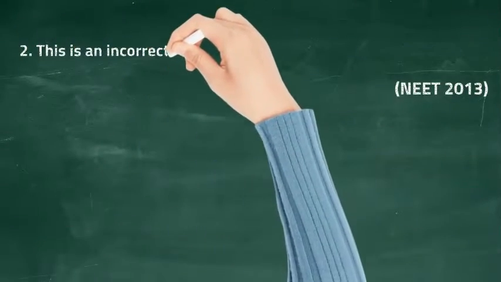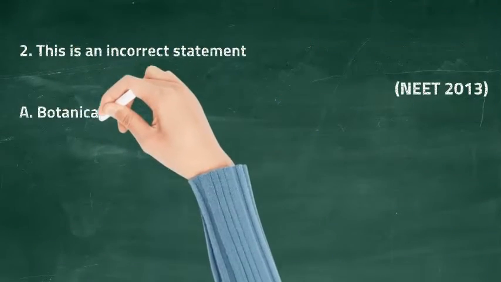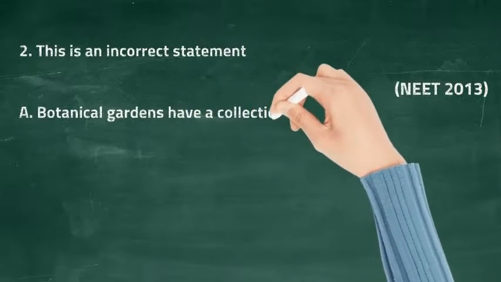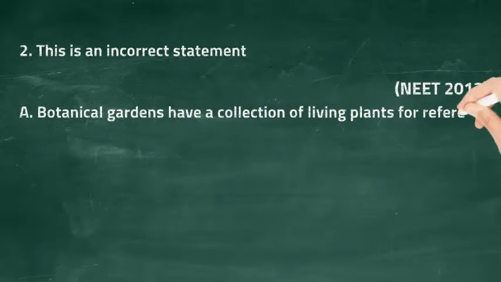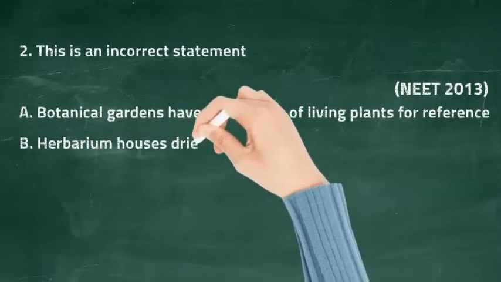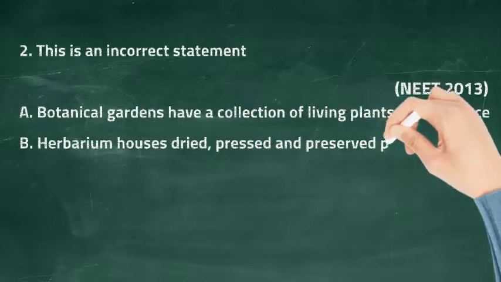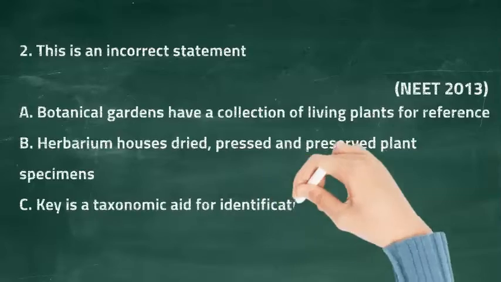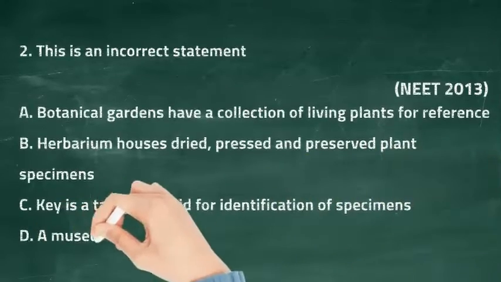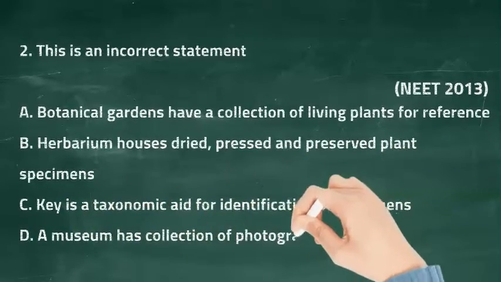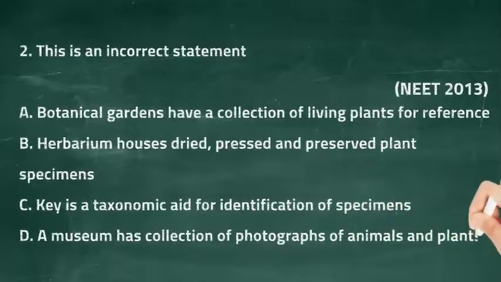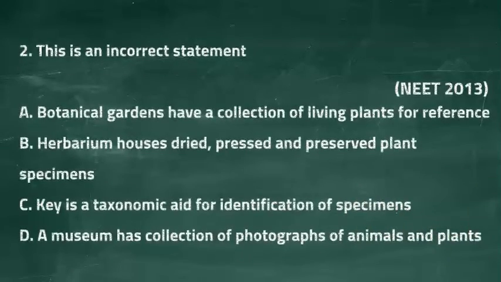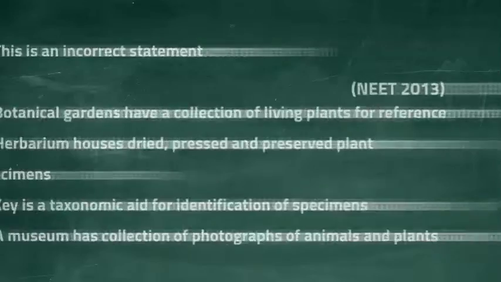Question second. This is an incorrect statement. Option A: botanical gardens have a collection of living plants for reference. Option B: herbarium houses dried, pressed, and preserved plant specimens. Option C: key is a taxonomic aid for identification of specimens. And option D: a museum has a collection of photographs of animals and plants. So the right answer is option D. A museum has a collection of photographs of animals and plants.